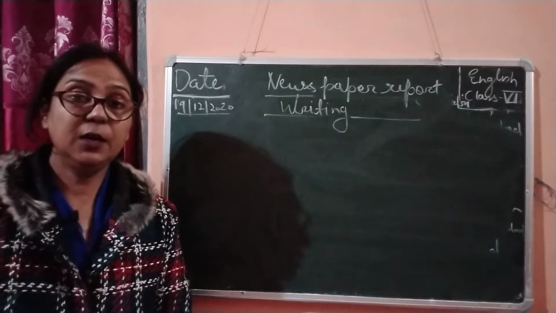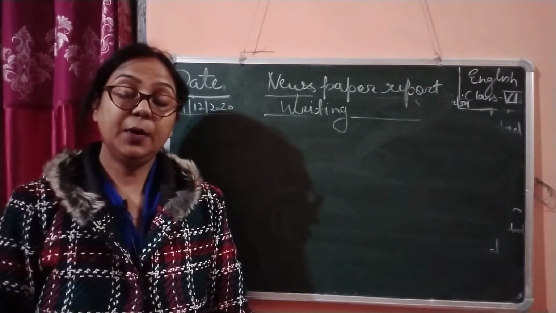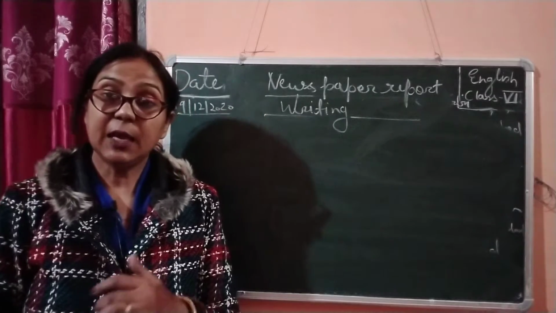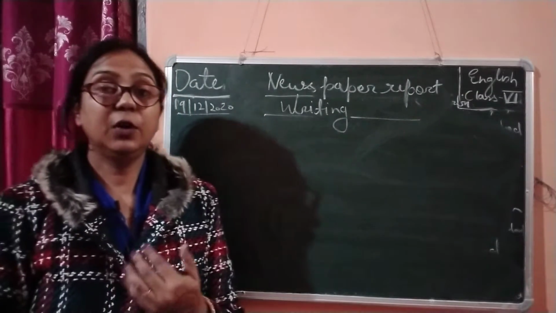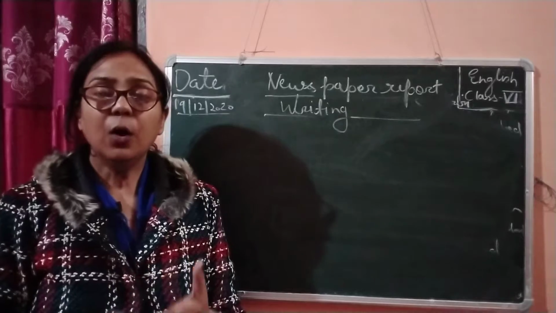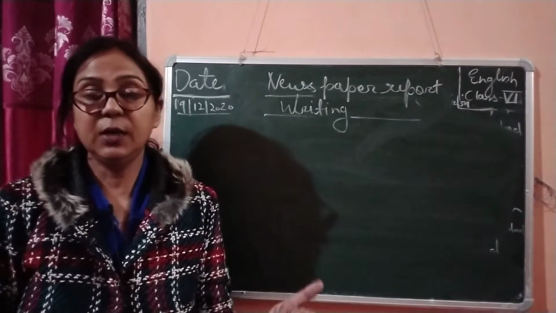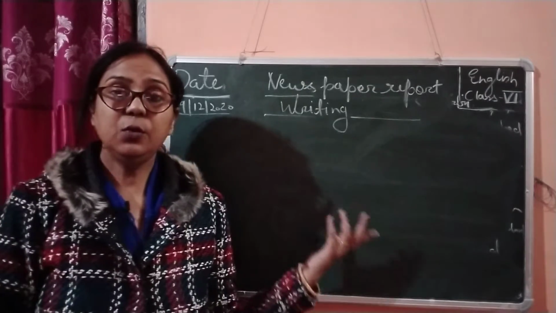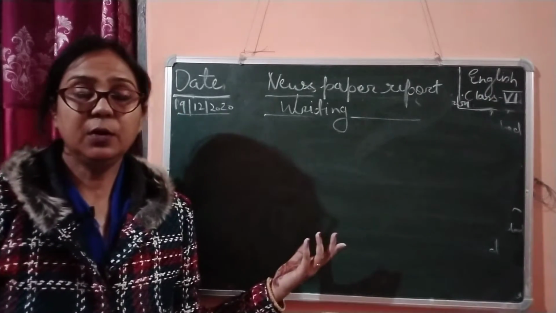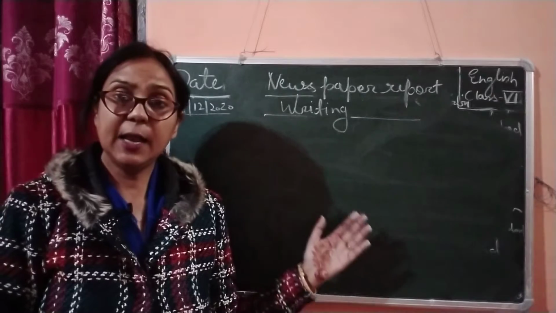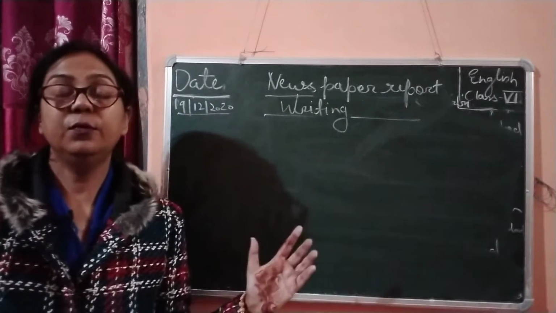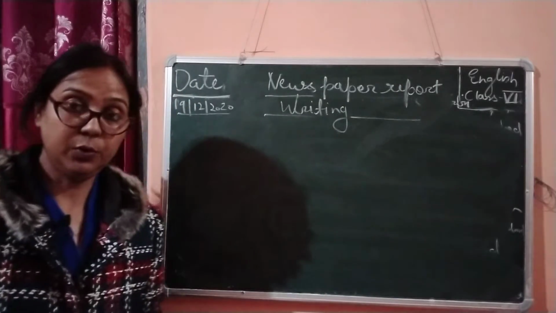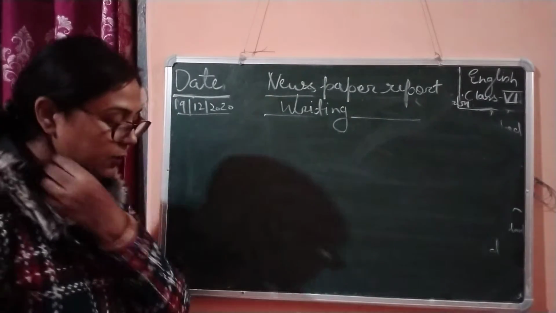Whenever you are writing a newspaper report, you should write in a very concise way. You should express whatever is going on or what happened yesterday or a few days back. That is very important. I'm going to tell you a few outlines, or you can say guidelines, which are very important for you whenever you are writing a newspaper report. So let's start, children.